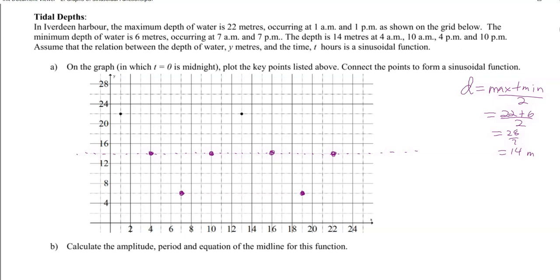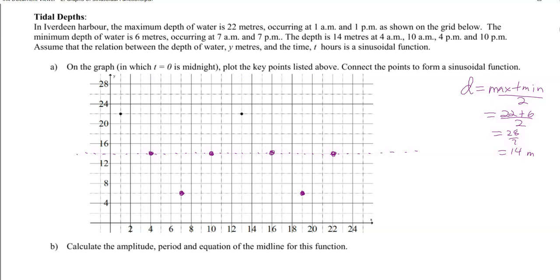Now, what's the period? So the period is just how long does it take to go from the maximum back to the maximum. So from 1 a.m. to 1 p.m. is how long? 12 hours, right? So if we know that the period is 12 hours, and we know that a sinusoidal function is split into 4 parts, so if I'm starting at the maximum, what's 12 divided by 4? 3. So if I start at the maximum, it'll take 3 hours to get to the middle. Then another 3 hours to get to the minimum. So we could have done this point simply by going 1, 2, 3 and going to the middle.